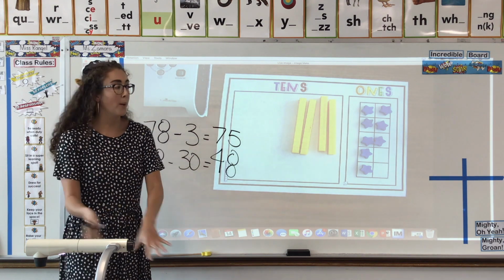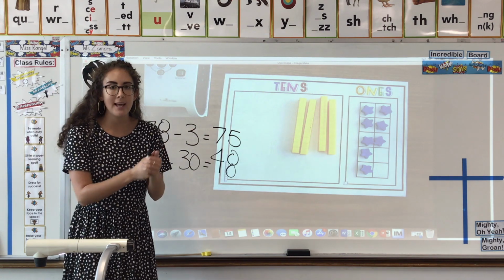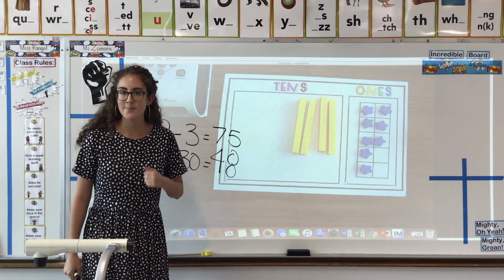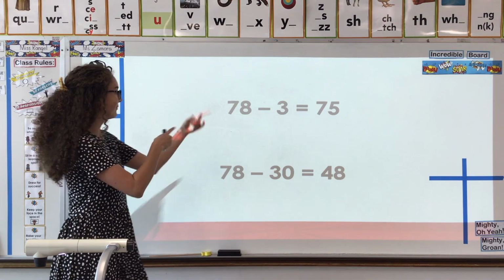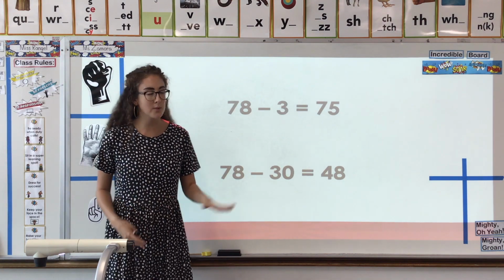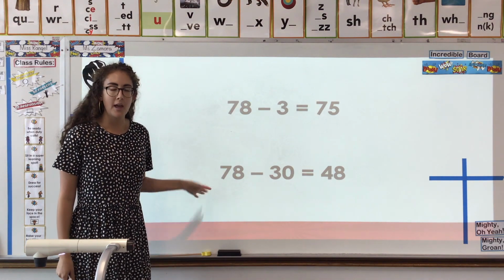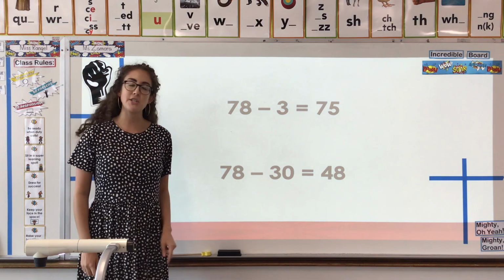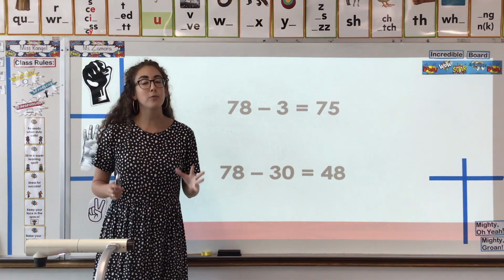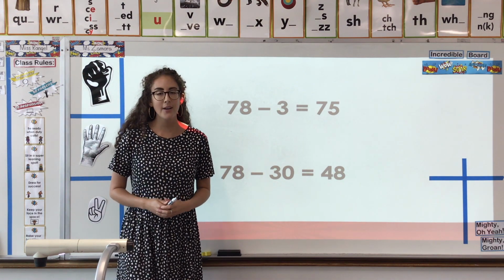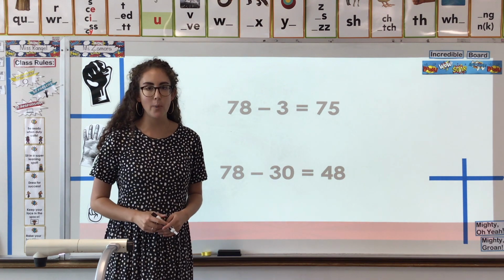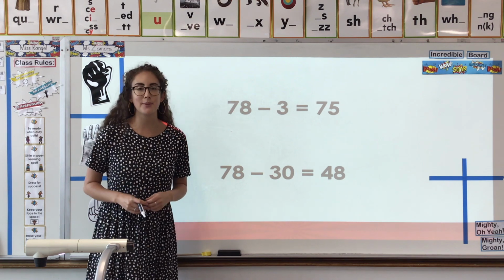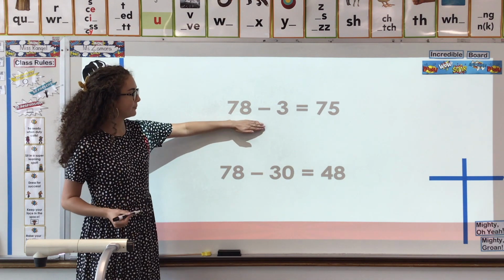Okay, I'm going to pull back up our PowerPoint, and we're going to take a closer look at these problems. So here are the 2 problems we just worked with. The only difference is we took away 3 ones versus 3 tenths. If we didn't have a place value chart, we could also solve these problems in our head by finding that simpler equation. Let's take a look.